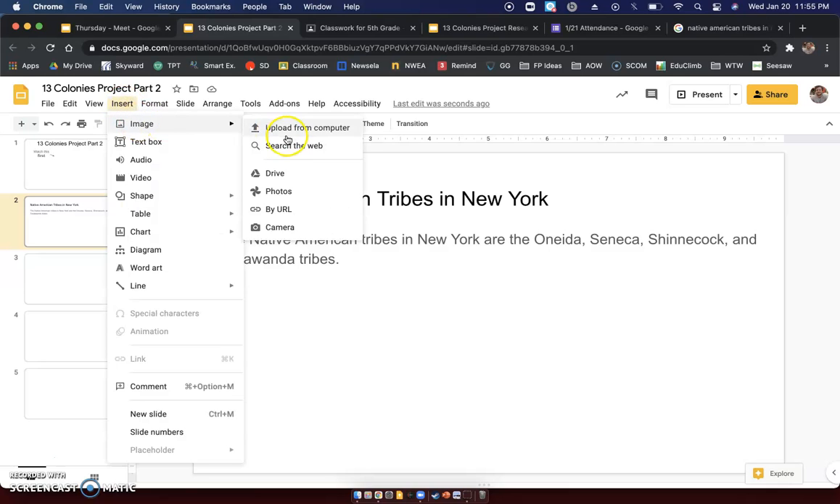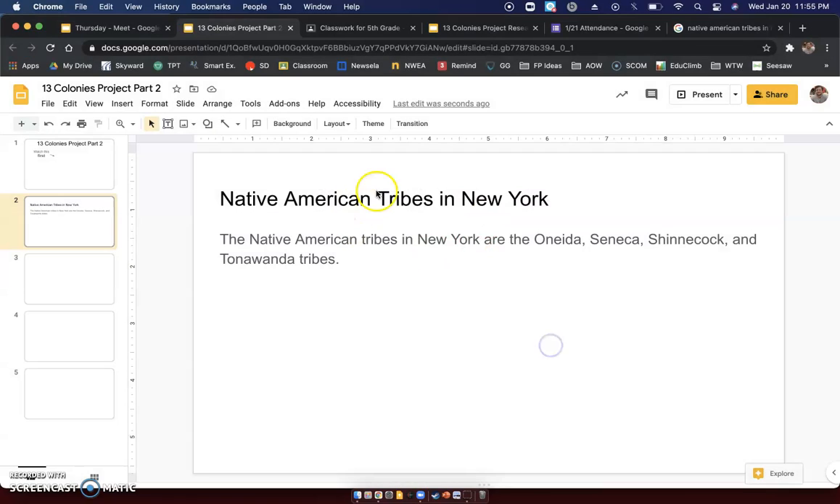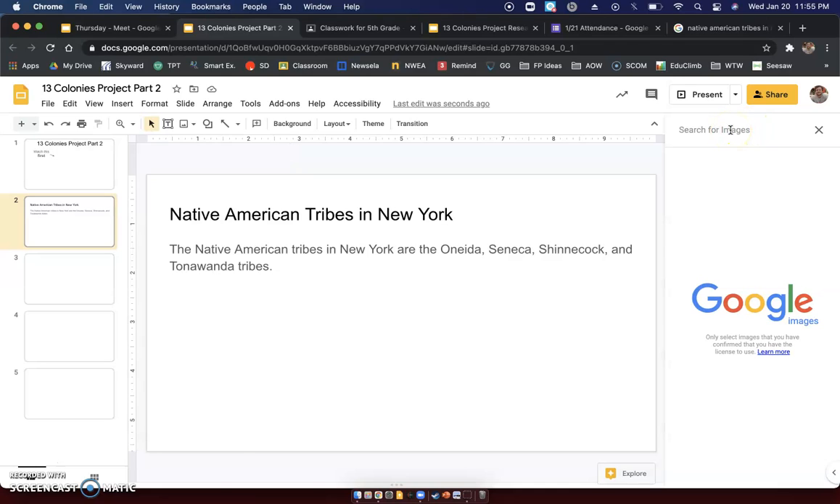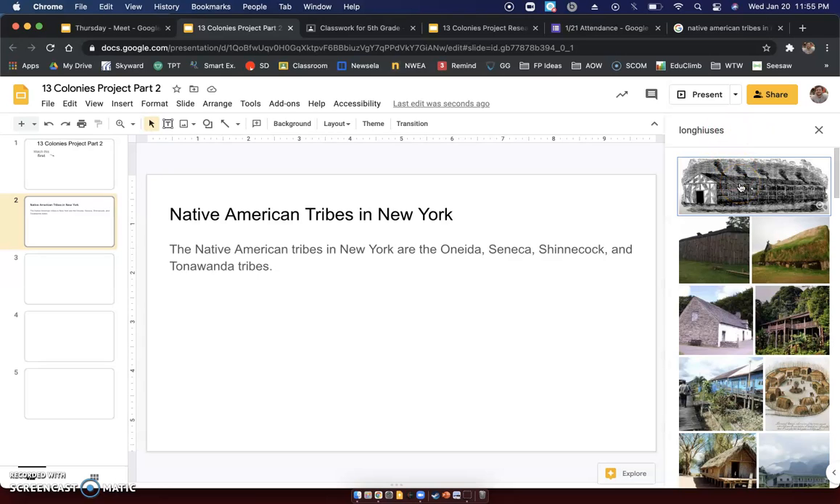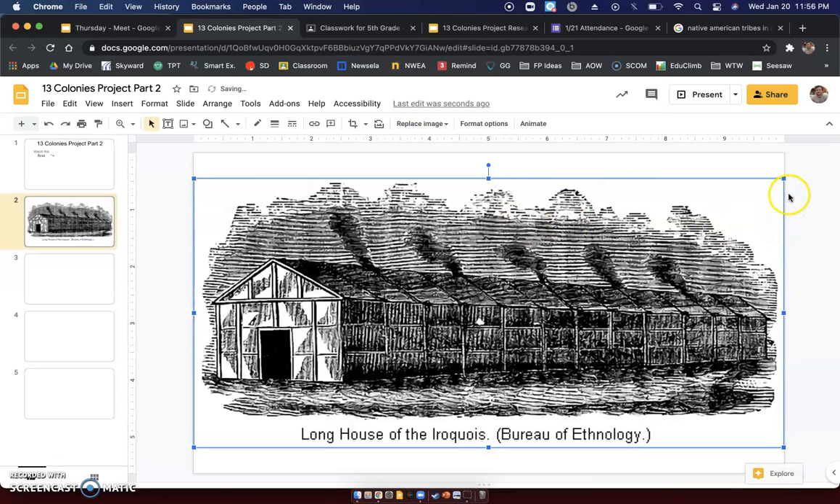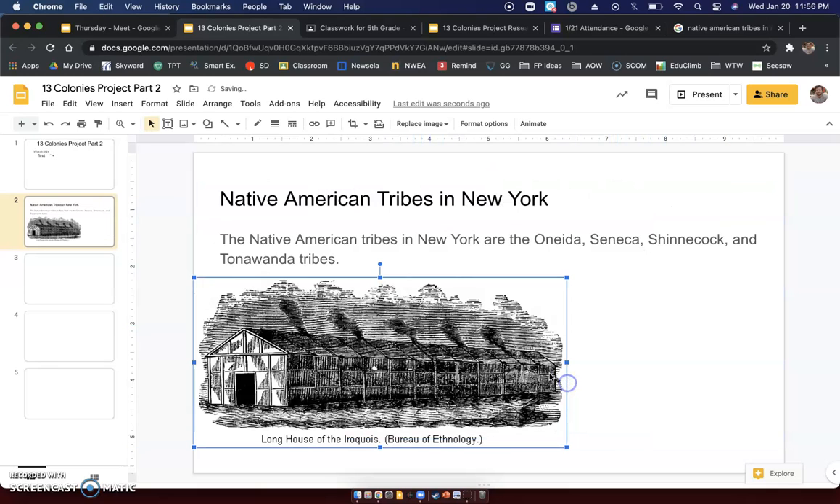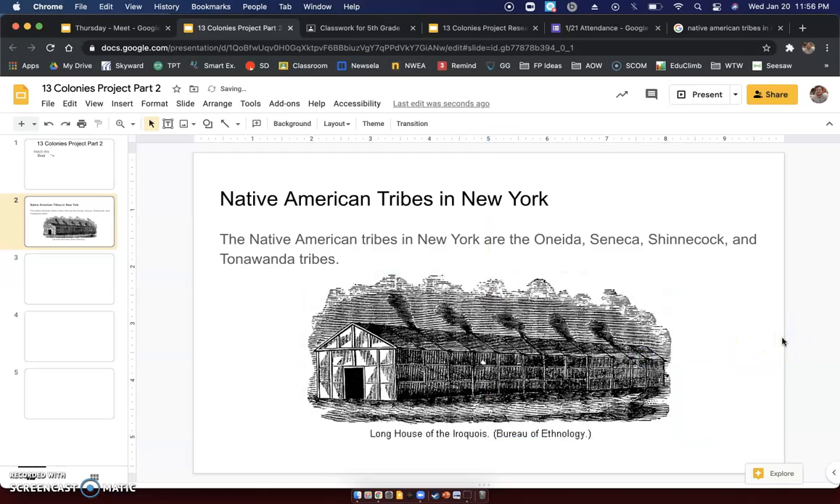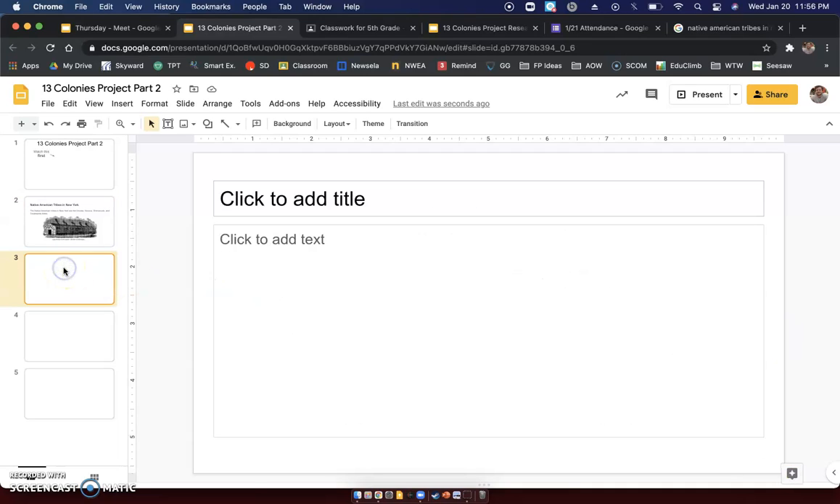So I'm going to insert a picture here. I know that a couple of these tribes here are Iroquois, and I remember one thing about the Iroquois tribe is their longhouses. That is not spelled correctly, but that will work. We'll pick this picture here. It's in black and white. That is humongous. Make that a little smaller there. All right. So there we are. Native American tribes in New York, put a little longhouse of the Iroquois. All right. So that is that slide there, Native Americans. Let's move on to the next one.